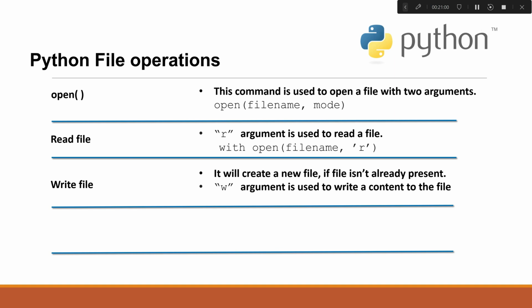Next, write file. When we use this argument w, it will check whether the file exists or not. If the file does not exist, then it will create a file and then write whatever content we have given. So that is the advantage of using w. Whenever we use the with open statement, with open file name, followed by the w argument, it will proceed further.